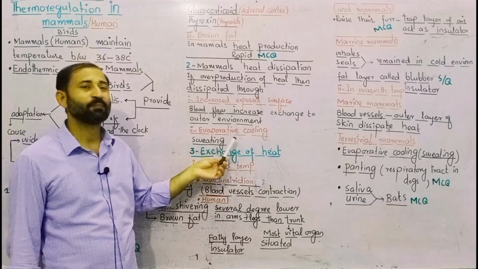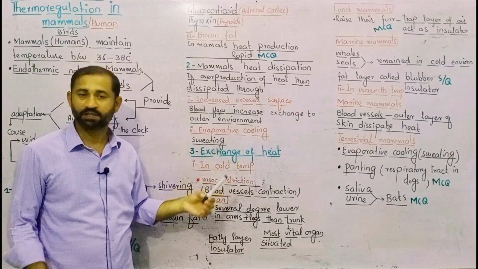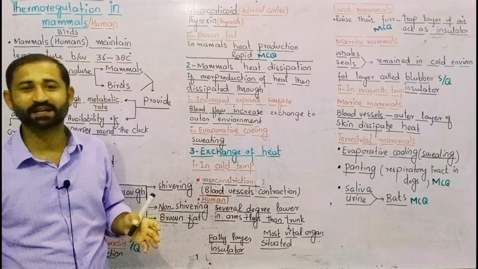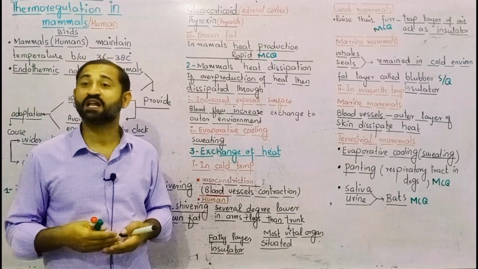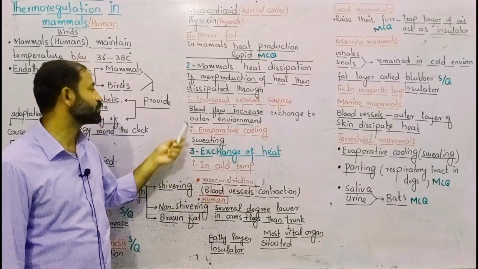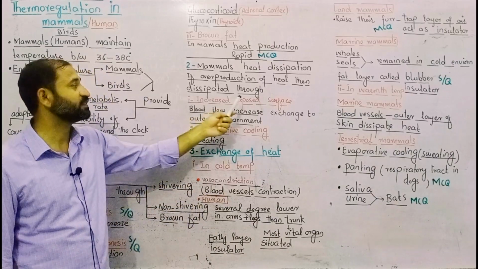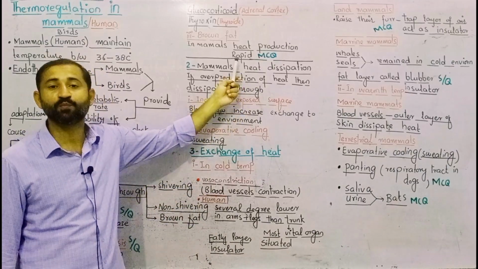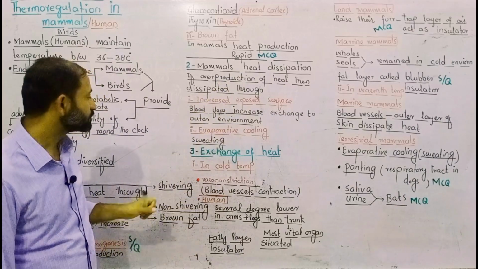And number 2, evaporative cooling. You know well that during the process of sweating, extra body heat is released from the body along with water vapors. So these are 2 different mechanisms for dissipation of heat from the body of mammals.